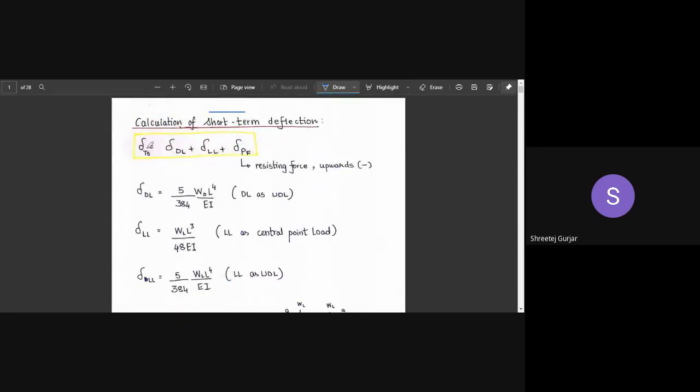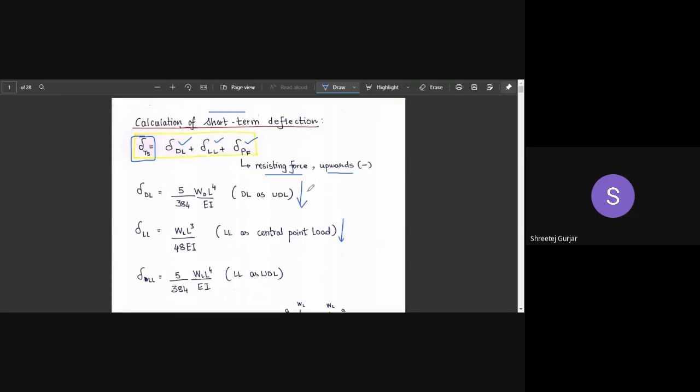So under short-term deflection, which we will term as delta TS, the total short-term deflection, it includes the deflection due to dead load, deflection due to live load, and deflection due to pre-stressing force. The pre-stressing force is nothing but your resisting force, right? It is a resisting force, and it will cause upward deflection. Dead load and live load will cause downward deflection.